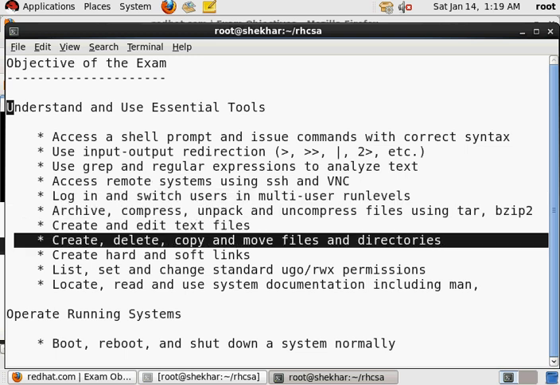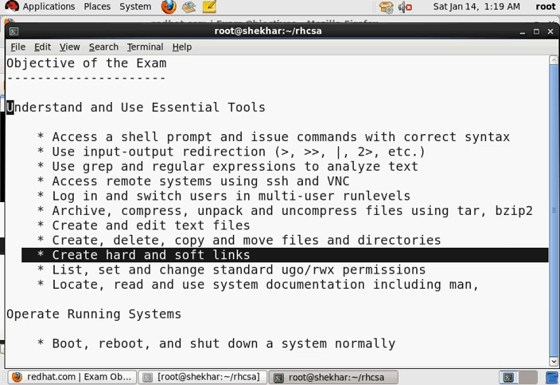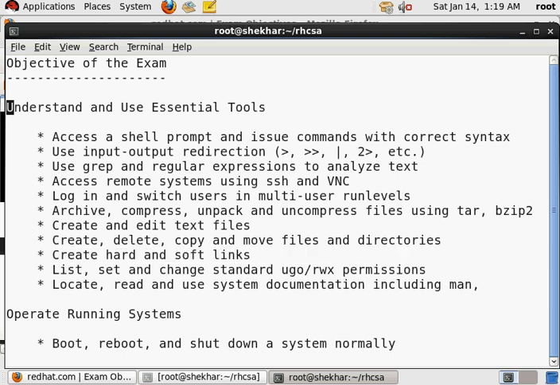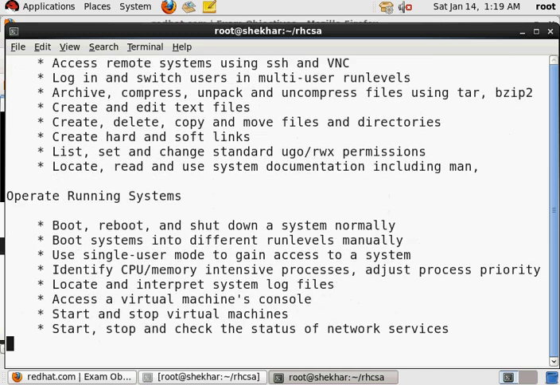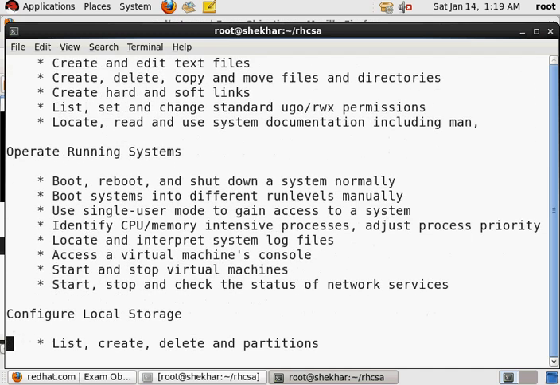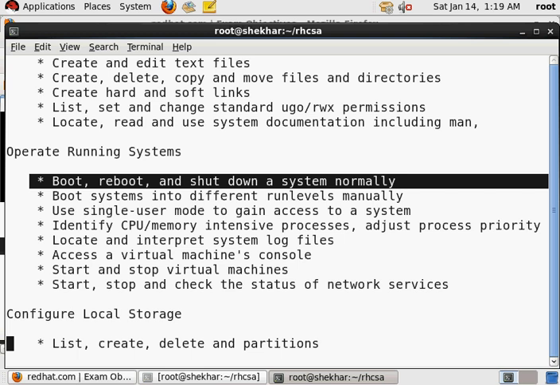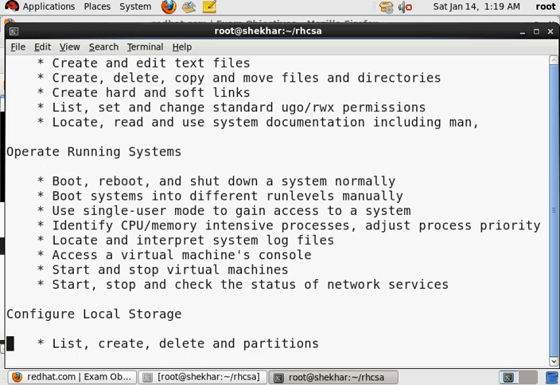So are we going to cover all these things in much more detail? Obviously we are going to cover. How much detail, you will see that. Then the next topic, as you can see, is about the operating system, the boot process, the reboot process. These are all the examination objectives.